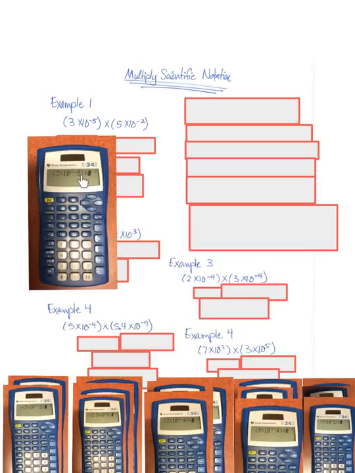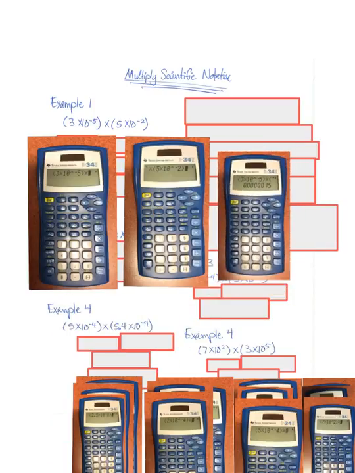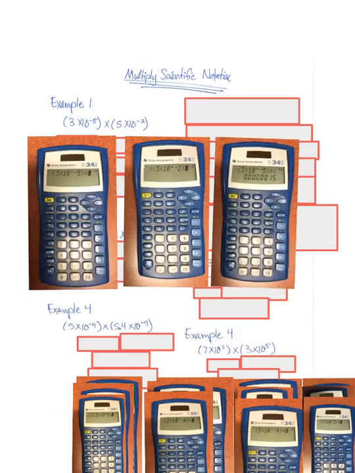We do want to put parentheses around our scientific notation number, and then use the little caret sign, the little rooftop, to put it in. So 3 times 10 to the negative 5. And then here is the second number, times parentheses. Again, we put parentheses around our scientific notation numbers. 5 times 10 to the negative 2. And we're going to press enter.